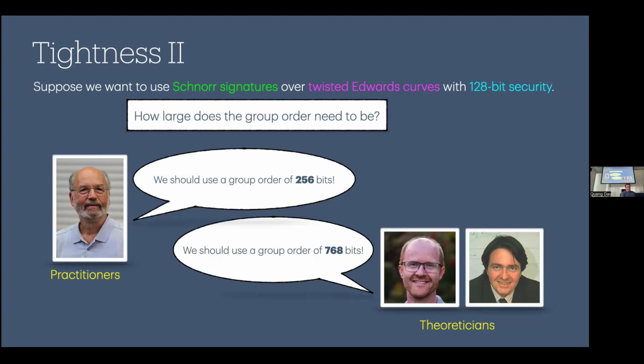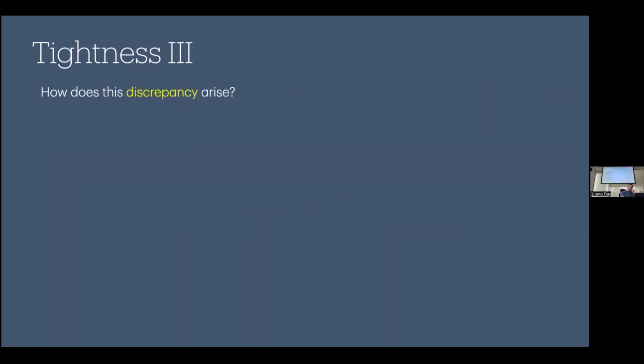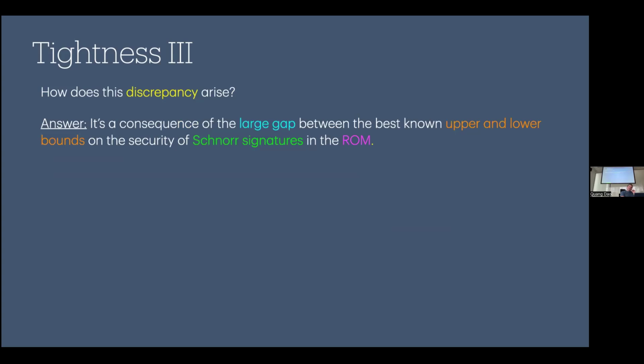On the right, Pointcheval and Stern, the original proof of Schnorr in the ROM was due to them. They say that because we have n to the cube. I'll explain it. So who's right? Hard to say, right? So let's investigate. How does this discrepancy arise? The answer is that it's really a consequence of the large gap between the best known upper and lower bounds on the security of Schnorr in the ROM.